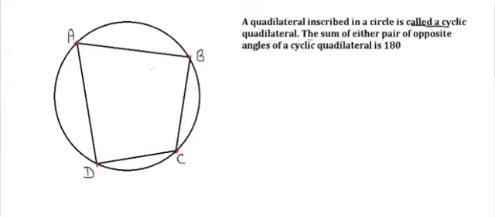Now the first theorem is that the sum of either pair of opposite angles of a cyclic quadrilateral is 180. Now here, if I am taking this angle as x, then this angle will be 180 minus x, because the sum of an opposite pair of angles is 180. If I am taking this angle as y, then the opposite angle will be 180 minus y. So this is the first theorem of cyclic quadrilateral.